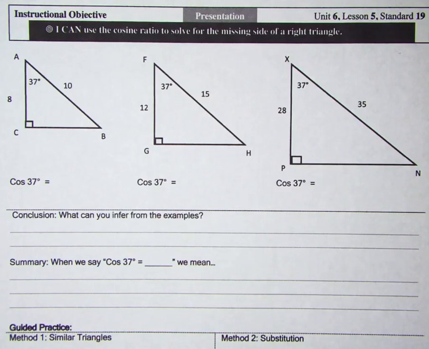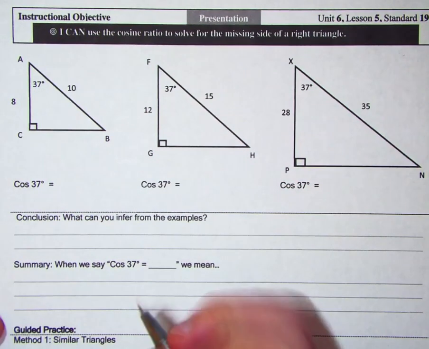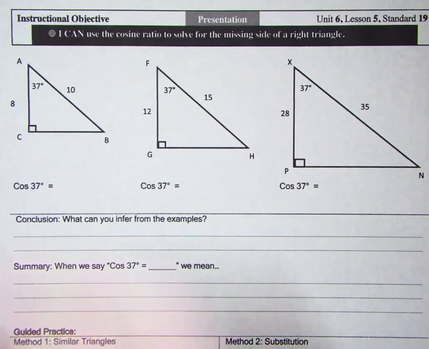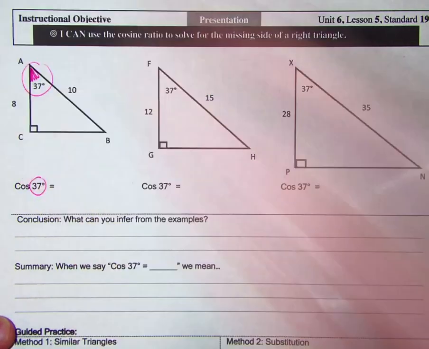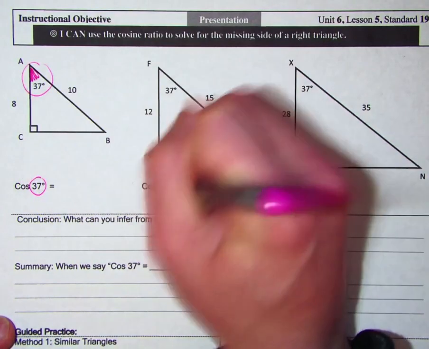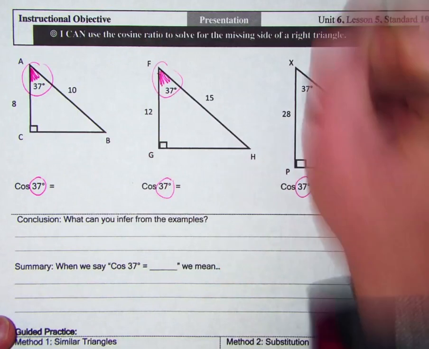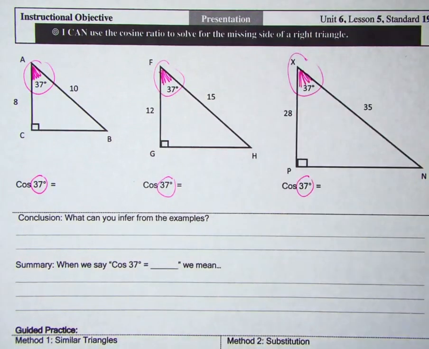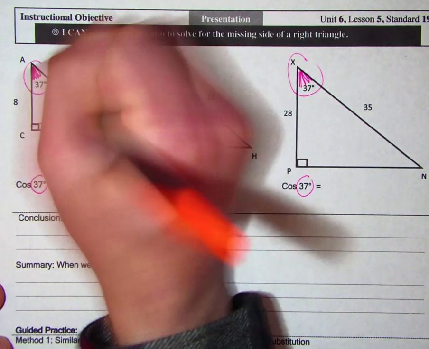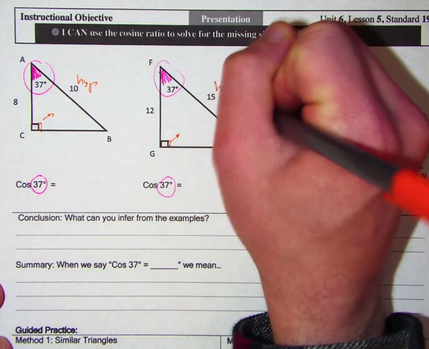I can use the cosine ratio to solve for the missing side of a right triangle. So we're going to do a quick experiment here. I'm going to go ahead and circle our reference angle, and I'll do that for each one to start. And from that reference angle, let's label our sides. This will be the hypotenuse in all three cases.